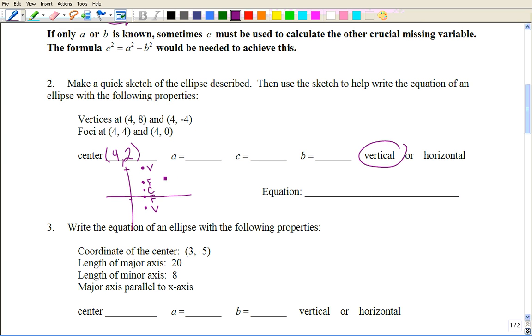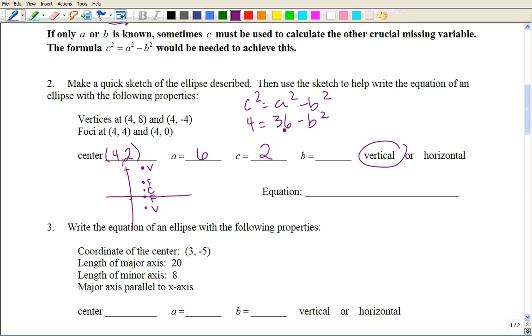A is the distance from the center to a vertex. To get from the center at 4, 2 to a vertex at 4, 8, from 2 to 8 is 6 units. C would be the distance from the center to one of the foci. From 4, 2 to 4, 4, or 4, 0, that would be 2 units. But we need B for the equation of the ellipse. So if we use that formula, c squared equals a squared minus b squared, c squared is 4, a squared would be 36.